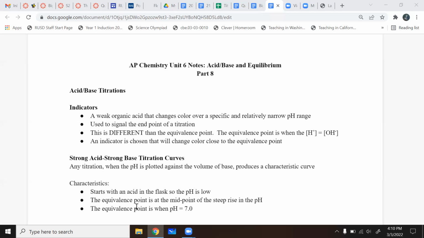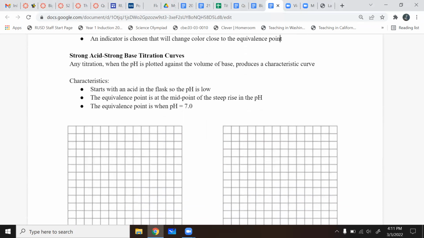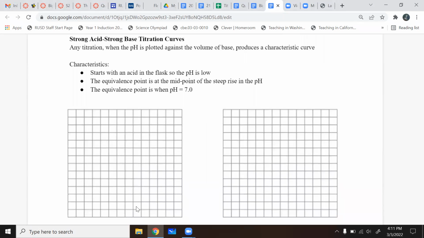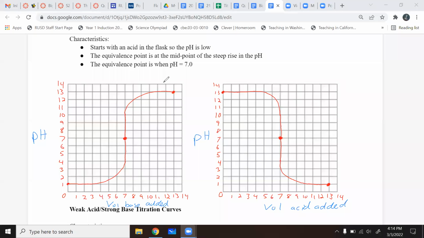Now, strong acid and strong base titration curves are going to have a very specific look to them, and they're going to have very specific features to pay attention to. What I've done here is I have drawn out a basic titration curve for the titration of a strong acid and a strong base. There are two of them because the two different graphs depend on what you're starting with. The one on the left would be starting with a strong acid and titrating it with a strong base, whereas the one on the right would be starting with your base and titrating that with your strong acid.